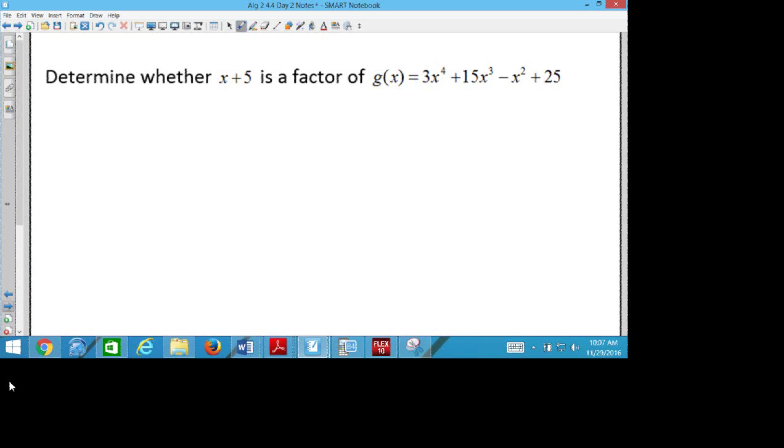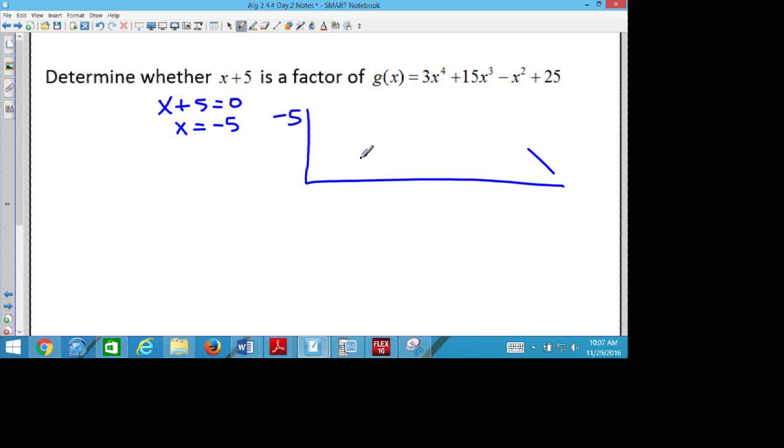All right, so how about this one? Determine whether x plus 5 is a factor. So x plus 5 equals 0, x equals negative 5, that's going to be our k value. Then we find all of our coefficients: 3, 15, negative 1, 0, and 25.